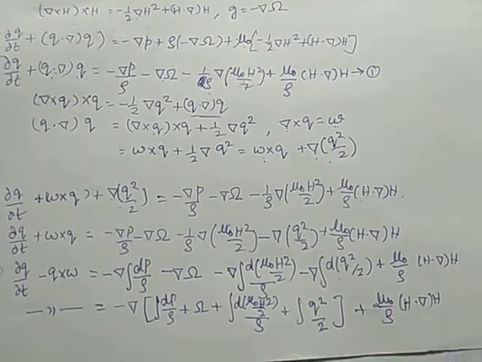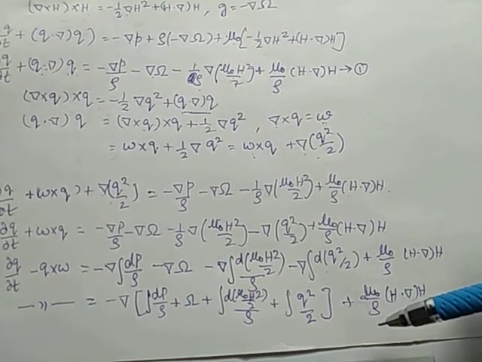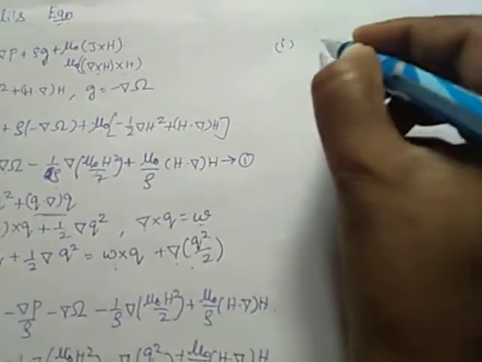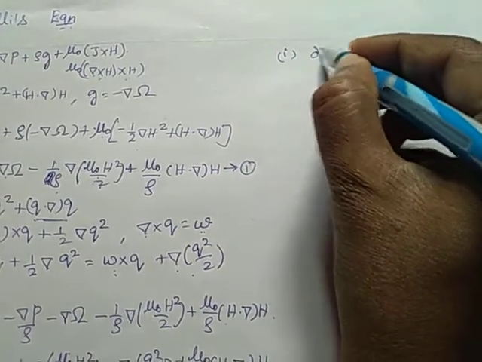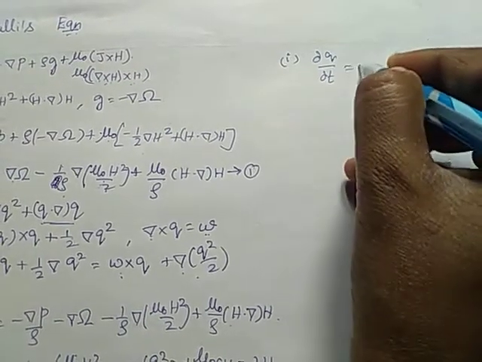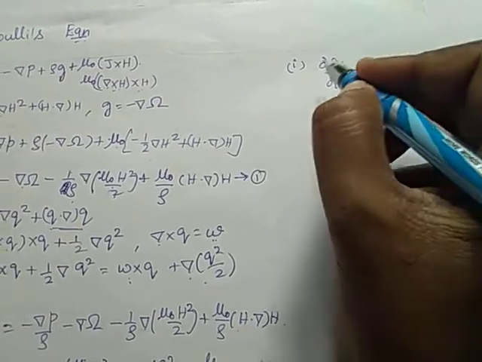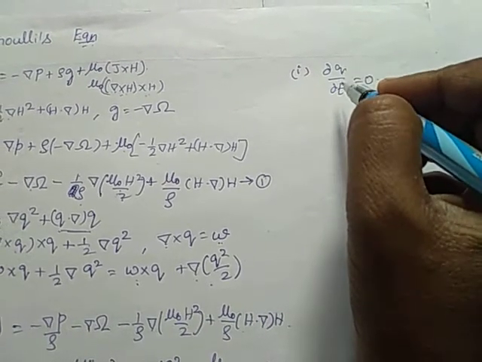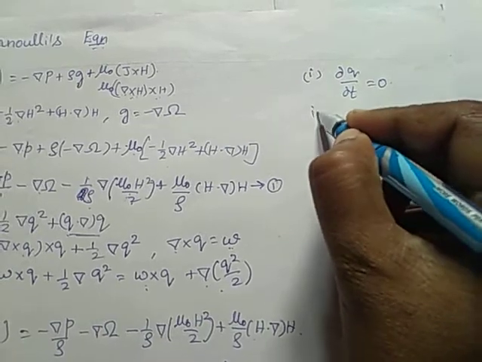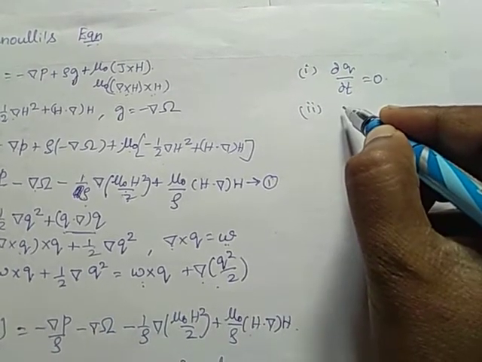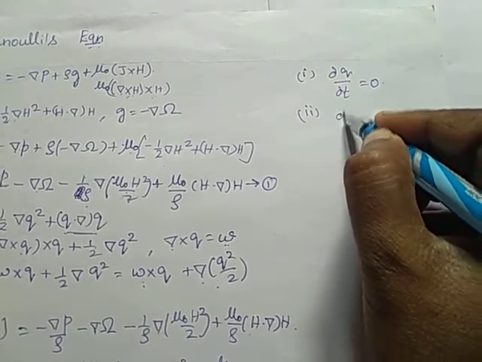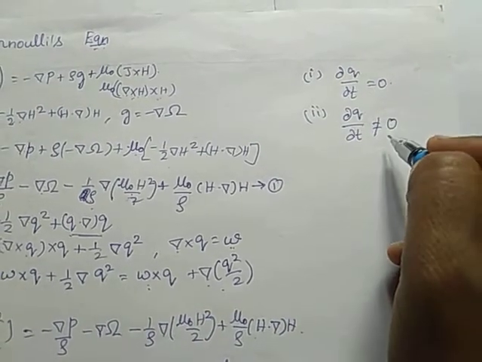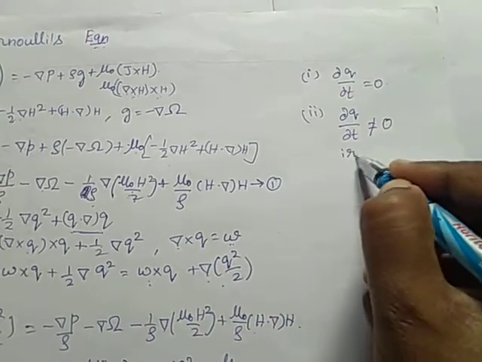We are going to solve this equation for two cases. First case, if the flow is steady flow. If the flow is steady flow, dou q by dou t will be 0. This is our first case. In first case, we are going to consider a steady flow, that is dou q by dou t is equal to 0. In second case, we are going to consider unsteady flow, that is dou q by dou t is not equal to 0. And we are considering flow is irrotational.